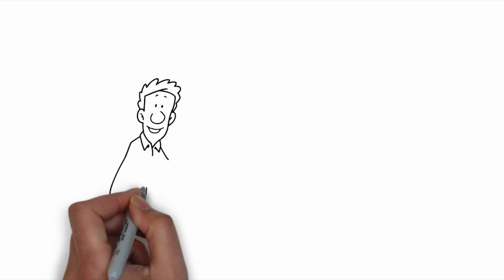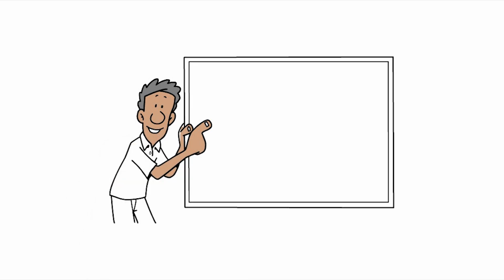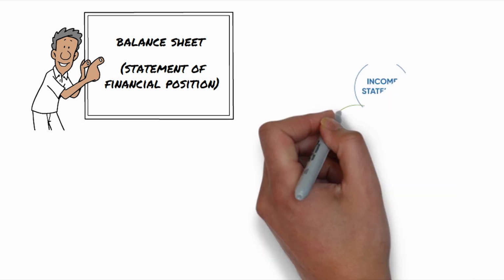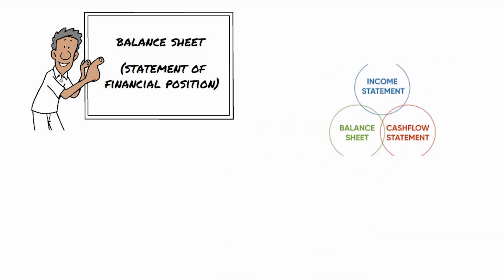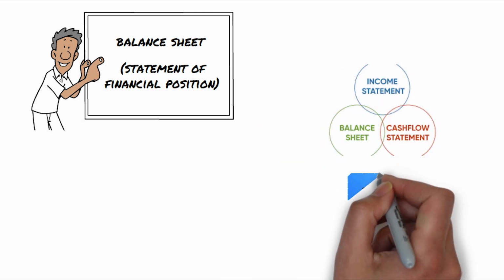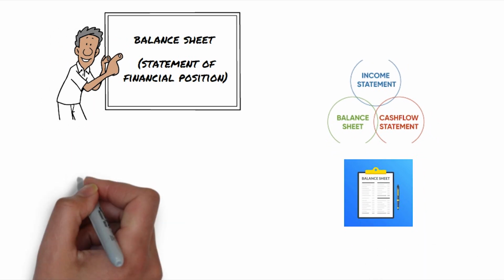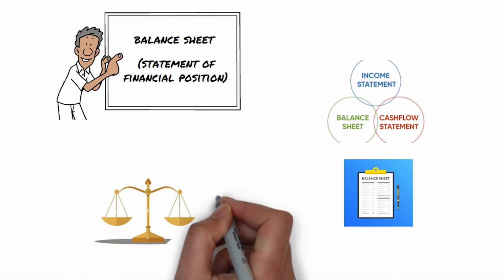The balance sheet is one of the financial statements that businesses use to evaluate their financial health, alongside the income statement and the cash flow statements. It provides a snapshot of a company's financial position at a specific point in time, showing what the company owns, what it has to give back, and the equity of its owners.